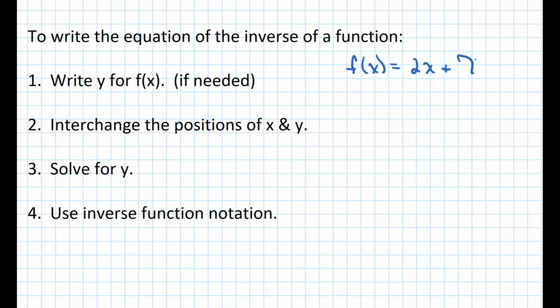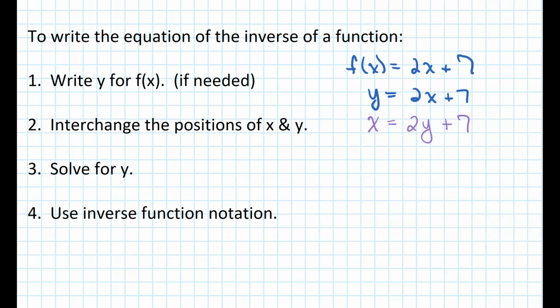The first thing we're going to do is replace the f of x with y. So this will now be y is equal to 2x plus 7. Then, as we saw earlier in an inverse function, the x's and the y's switch places. So that's what we do in the equation. I'm going to change this y into an x, and any x that I see is now going to become a y.